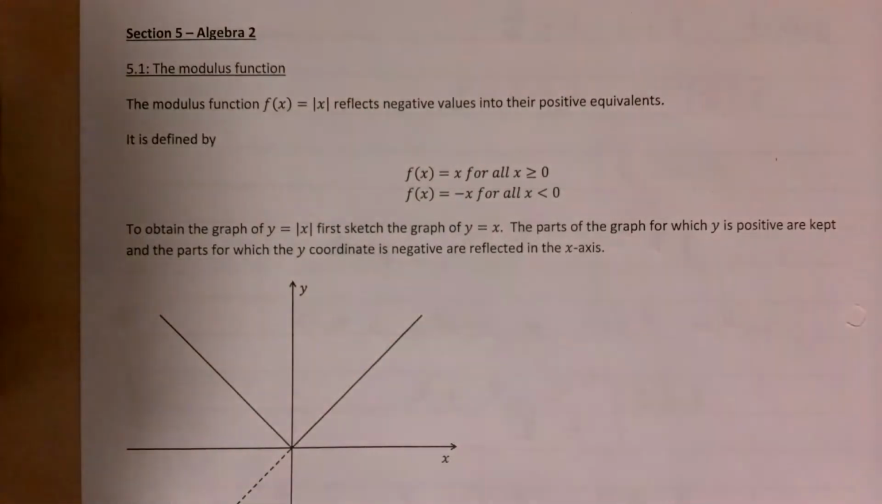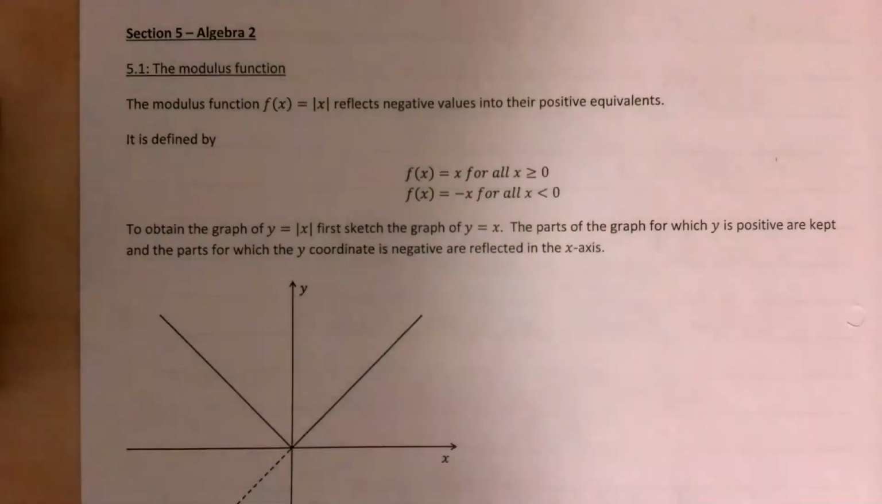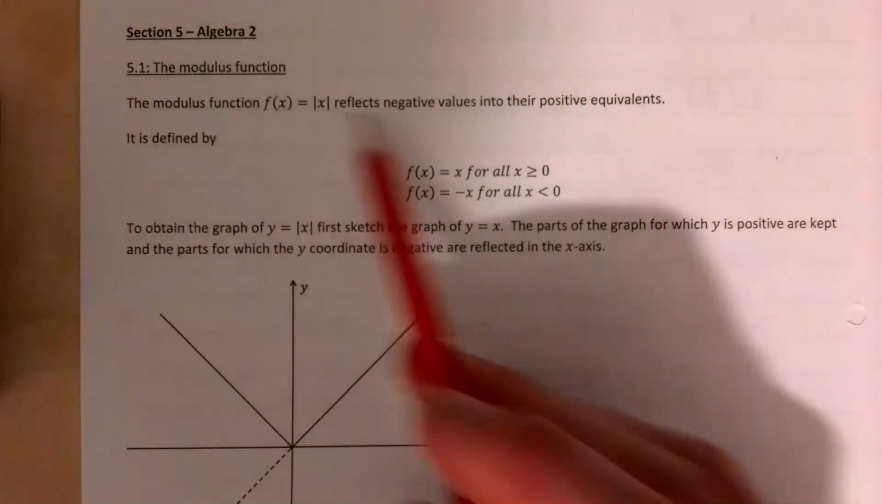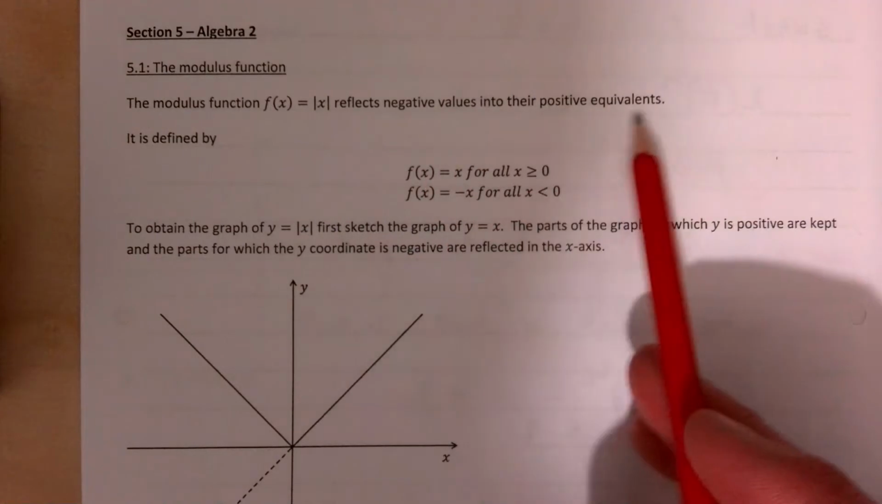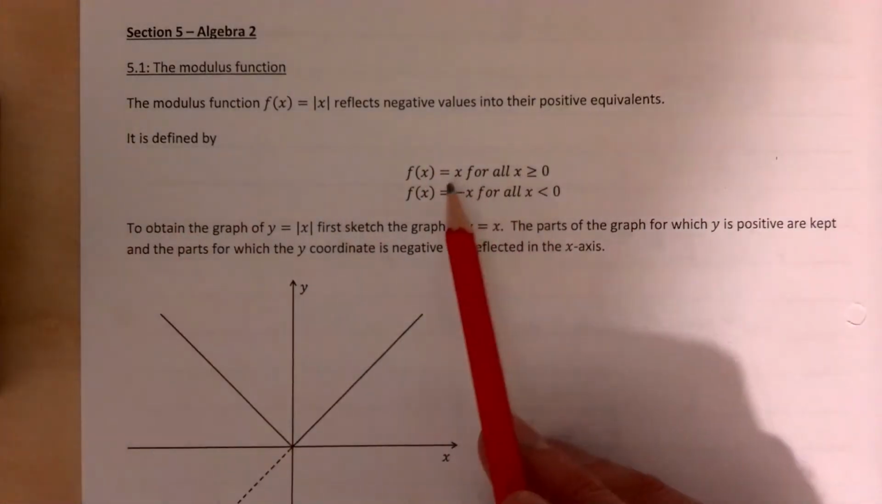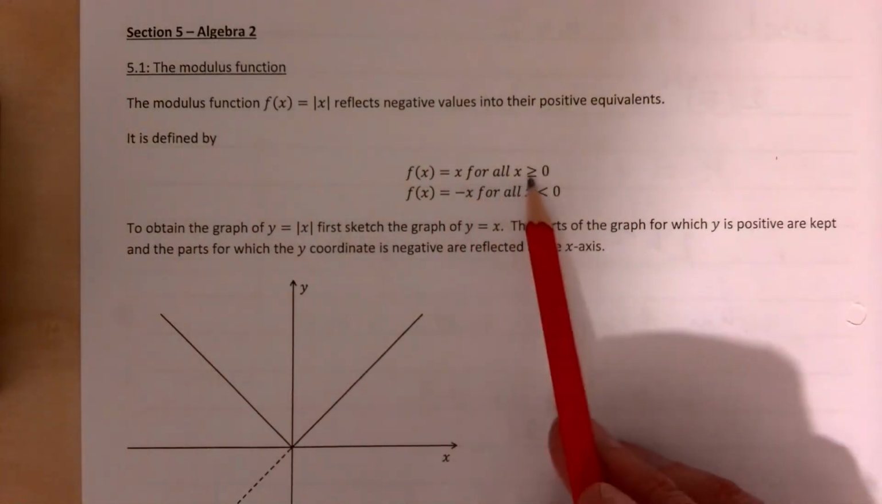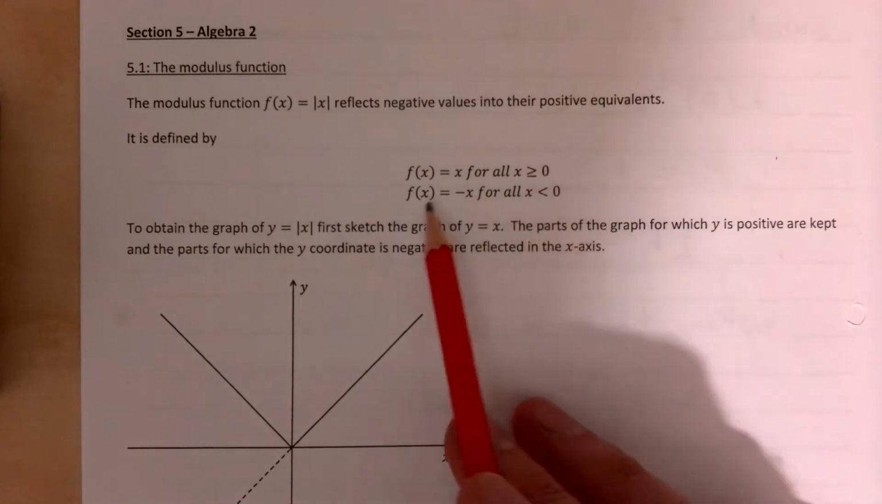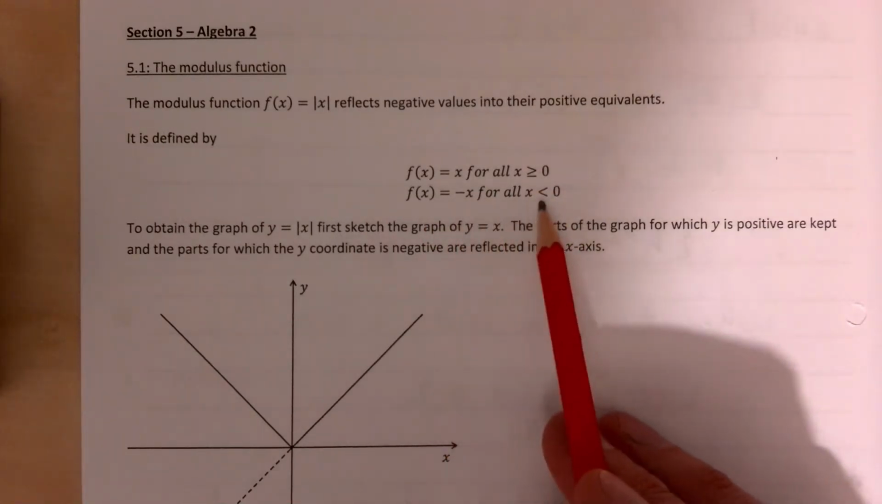This is A2Pure, and we're taking a look then at the modulus function. So the modulus function, f of x equals the modulus of x, reflects negative values into their positive equivalent. So it's defined by f of x equals x for all x greater than or equal to 0, and f of x equals minus x for all x less than 0.